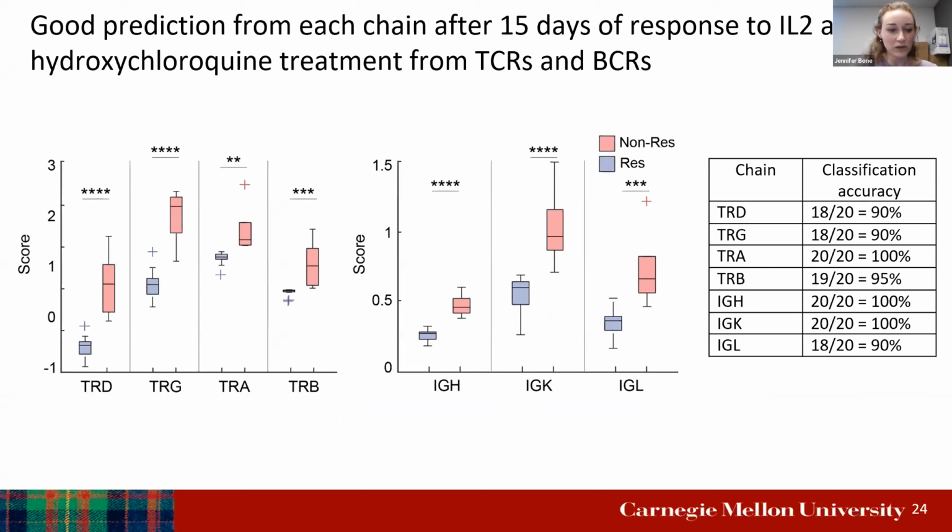So not only did we find significant motifs that significantly separated the patients, we were able to do it for all 7 chains, actually, in this analysis when the chains were looked at independently. And what was really exciting was that each chain had at least 90% accuracy in being able to predict the patient response to IL-2 by day 15.